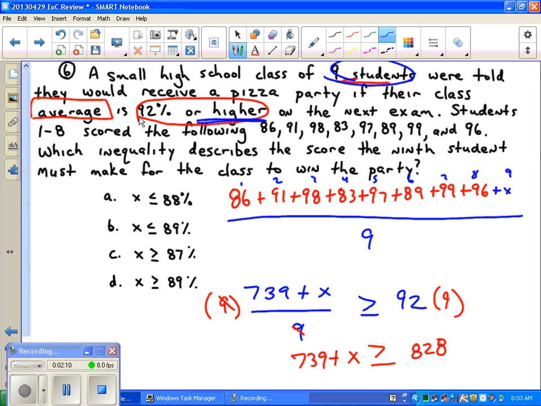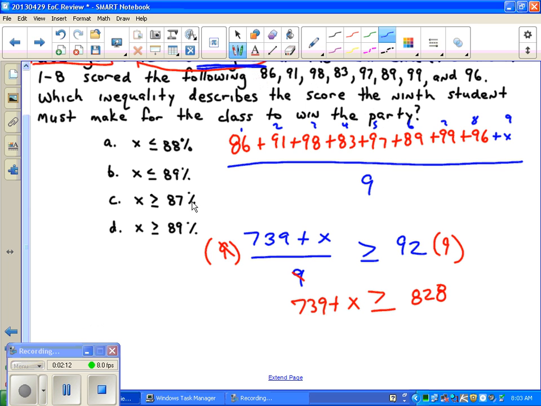So in order to get x by itself at this point, all you need to do is undo this positive 739, or plus 739, by subtracting it. Do it on that side, make sure you balance it out and do it on this side, and x is greater than or equal to 89.